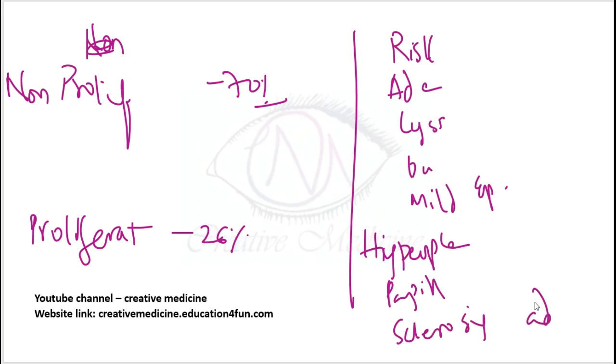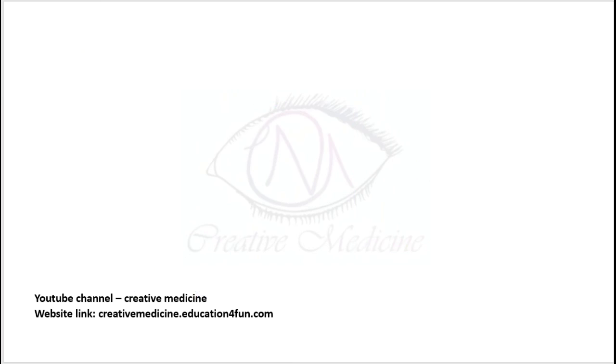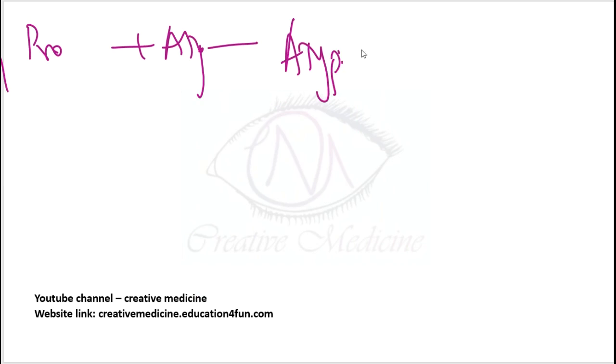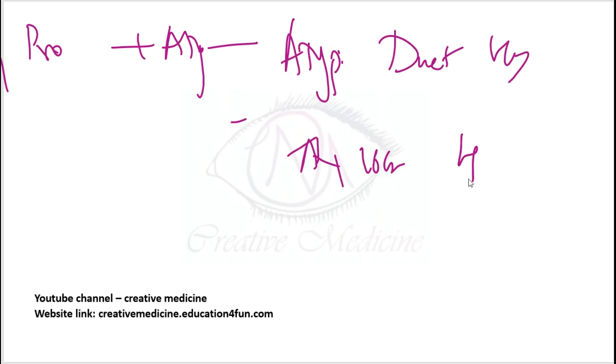Hyperplasia, papilloma, sclerosing adenitis are proliferative disease without atypia. Then if you see the proliferative disease with atypia, this includes atypical ductal hyperplasia, and it also includes atypical lobular hyperplasia.